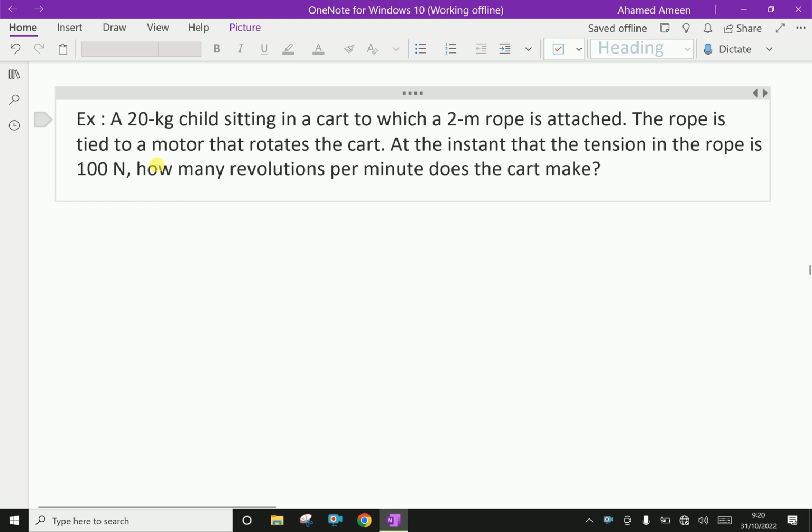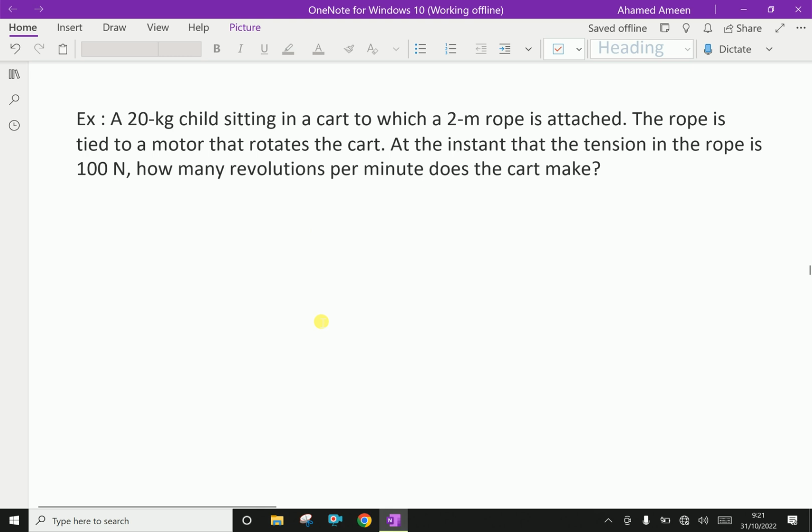In circular motion, let us do some solving problems. Look at this example. A 20 kg child is sitting in a cart to which a 2-meter rope is attached. The rope is tied to a motor that revolves the cart. At the instant, the tension in the rope is 100 Newton. How many revolutions per minute does the cart make? Here, the given mass of the child is 20 kg, the radius is 2 meter, and the rope tied rotates the cart. The tension in the rope, the force, is given, then we have to find the number of revolutions.